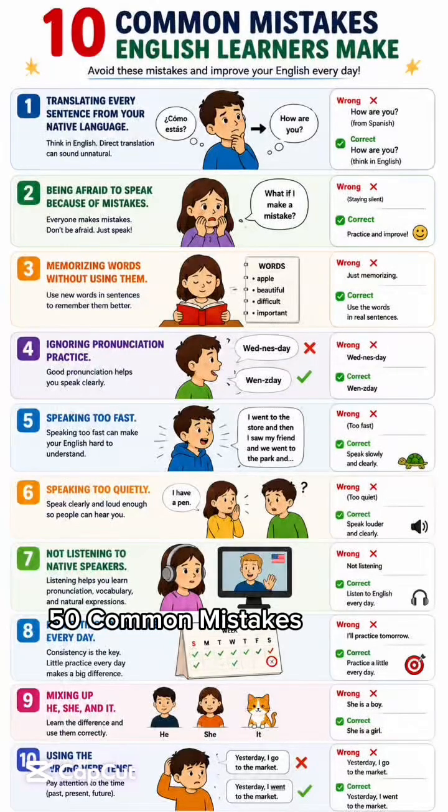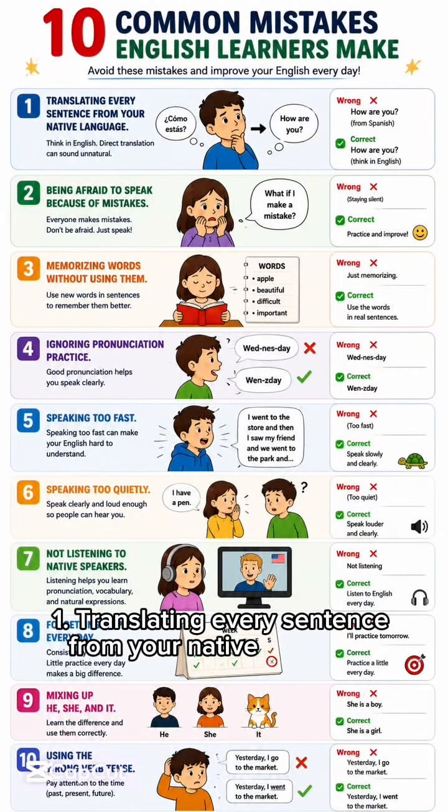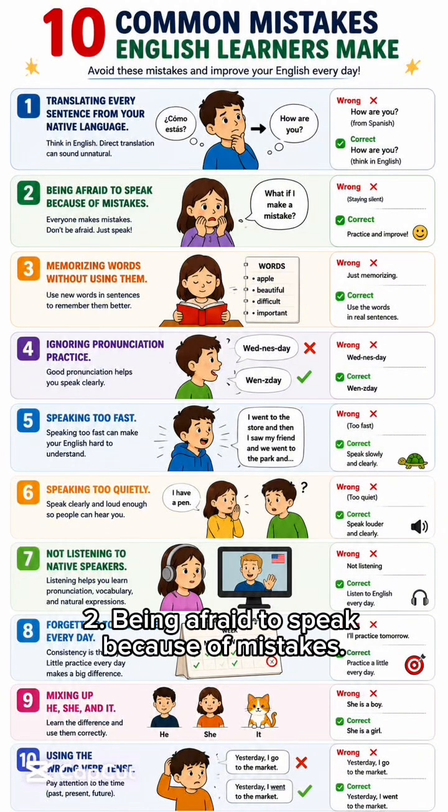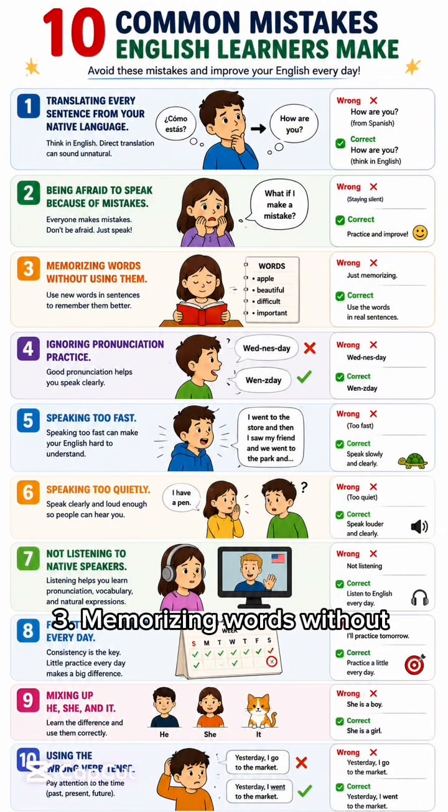50 common mistakes English learners make. 1. Translating every sentence from your native language. 2. Being afraid to speak because of mistakes. 3. Memorizing words without using them. 4. Ignoring pronunciation practice.